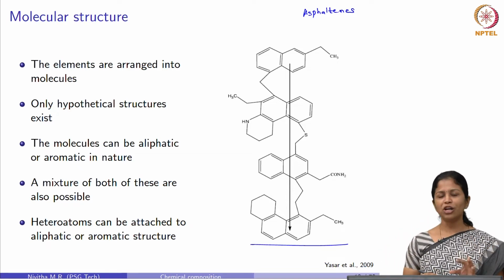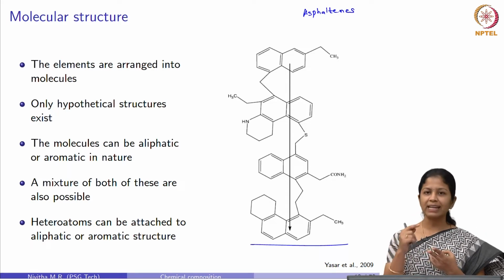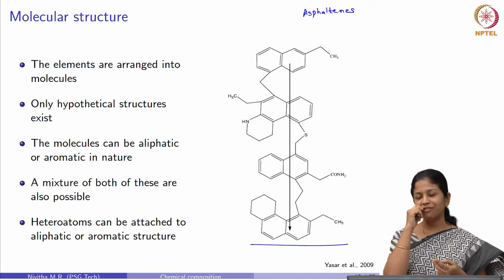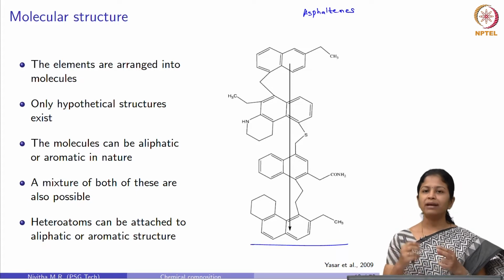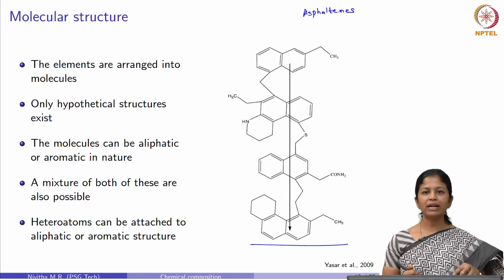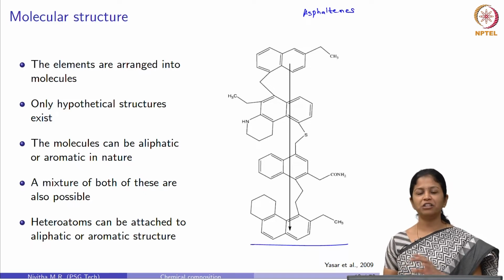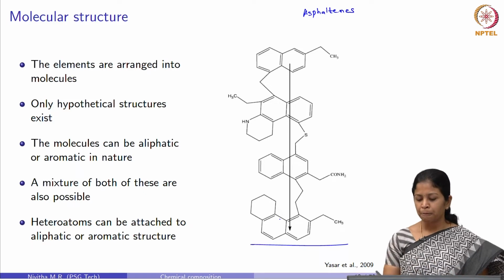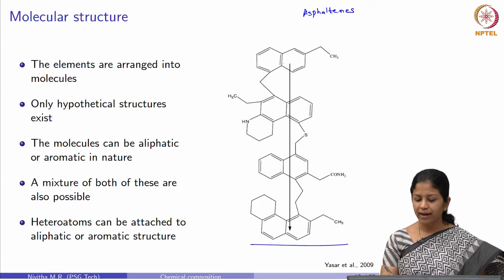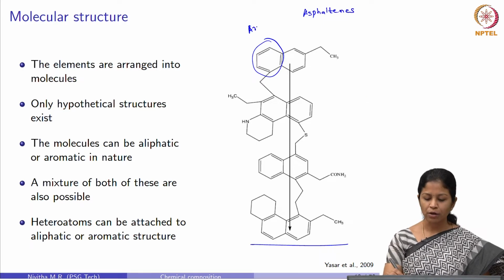So, these molecules can be aliphatic, aromatic or cyclic in nature. I will tell you what these aliphatics and aromatics are, and a mixture of all of them is also possible. The heteroatoms can be attached to this molecule at different positions. Let us now have a closer look at this particular asphaltene molecule. We see that we have a ring-like structure, something like this here. We know that it is a benzene ring, which is an aromatic structure.